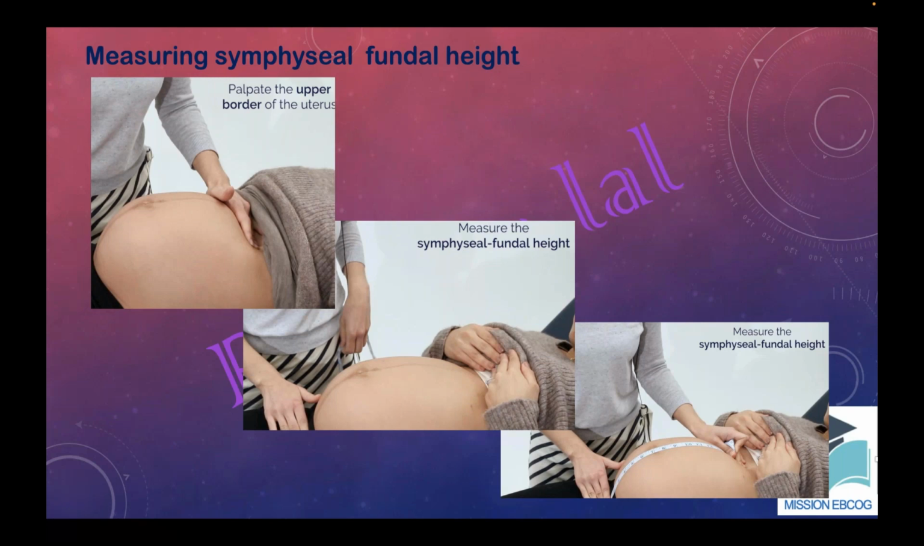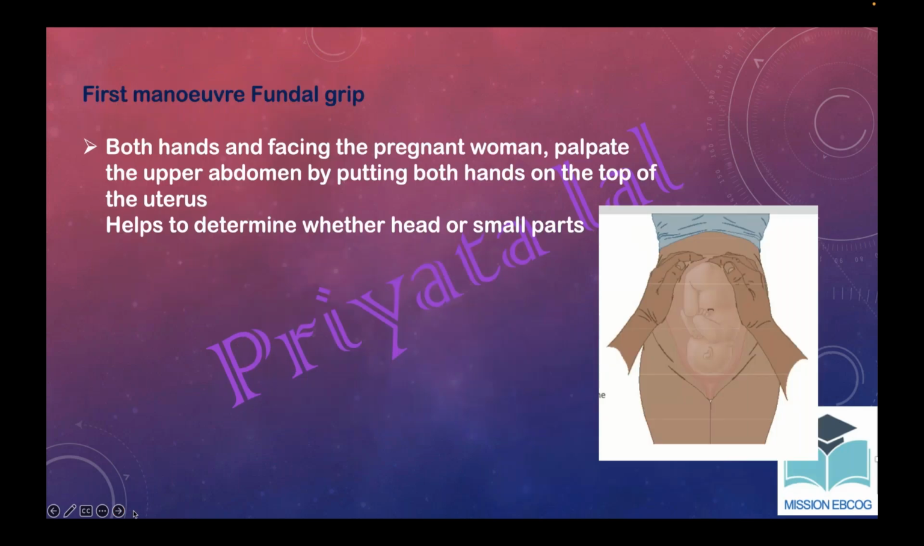Though it is very basic, you have to show it, because you have got 11 minutes for it. You have to palpate the upper border of the uterus like this. Then you find the symphysis pubis and measure this. This is the measurement of symphysiofundal height, and in centimeters it usually corresponds to the size of pregnancy, the number of weeks. Okay. Then you will move to the grips. This you have to speak and show, and there would be a mannequin.